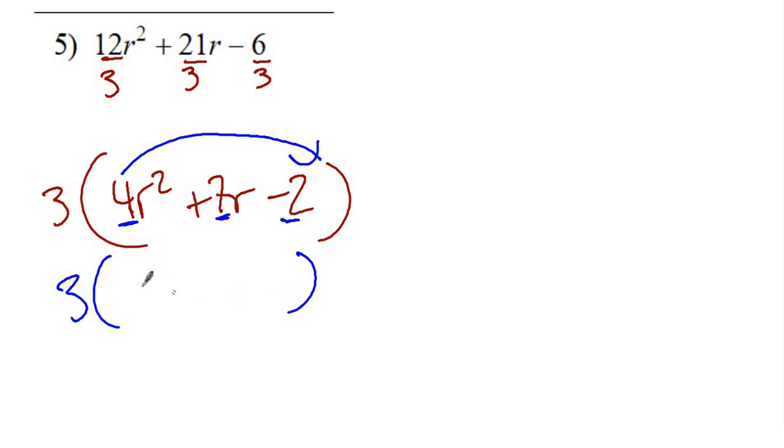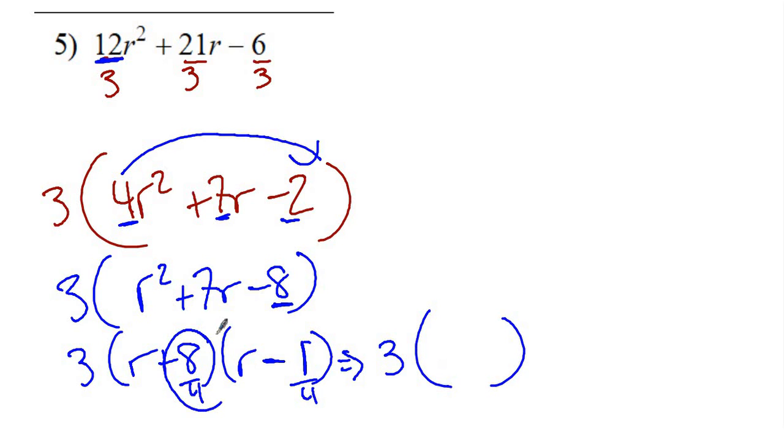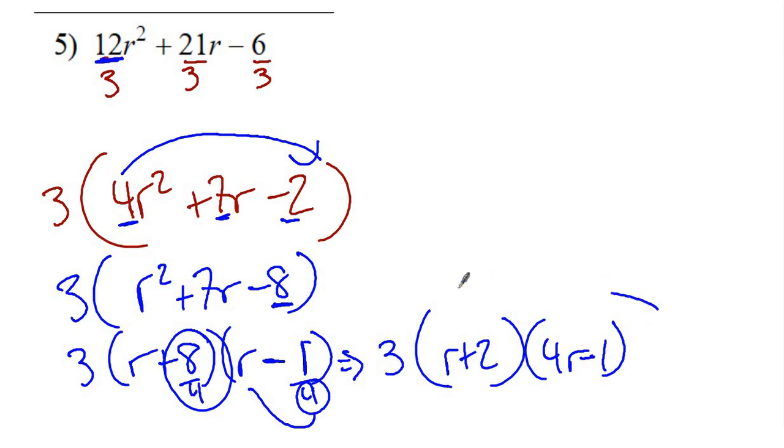The 3 still needs to remain in front, because without it we're not going to get back to what we originally started with. So 4 times negative 2 is negative 8. What multiplies to negative 8 but adds to positive 7? So we need a positive and a negative, and it turns out to be plus 8 minus 1. Okay, and then where did the 4 go? It's still buried inside there, so we'll get it out by dividing. So we're going to have 3 times 8 over 4 reduces to 2, and this one needs to be swung in front.